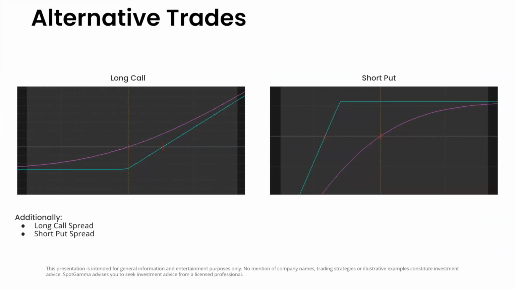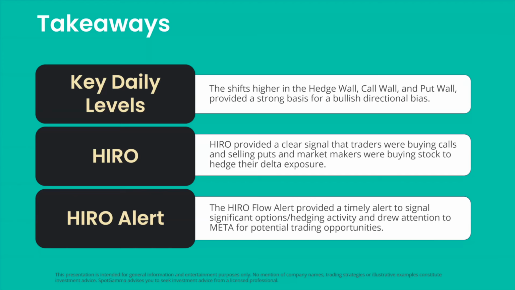There were several ways to play the move higher with options, including buying a call, selling a put, buying a call spread, or selling a put spread. Here are the key takeaways for this case study. First, the shifts higher in the hedge wall, call wall, and put wall provided a strong basis for a bullish directional bias. The HIRO flow alert provided a timely alert to signal significant options and hedging activity and drew attention to Meta for potential trading opportunities.